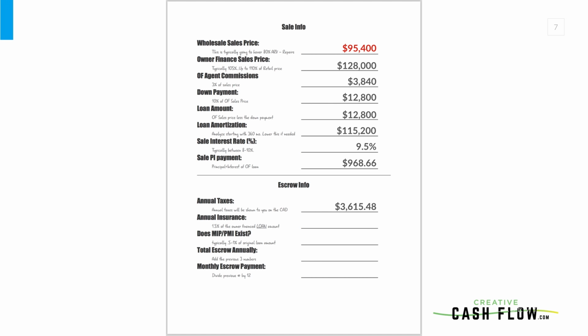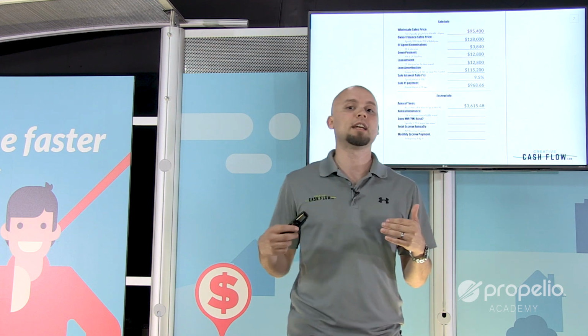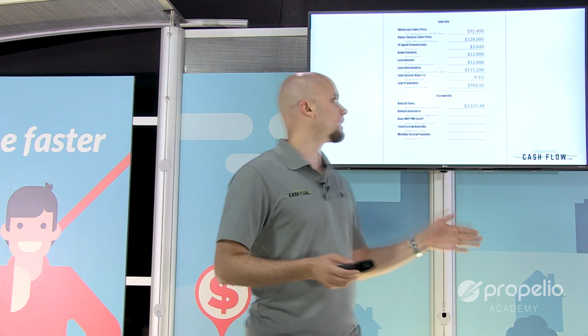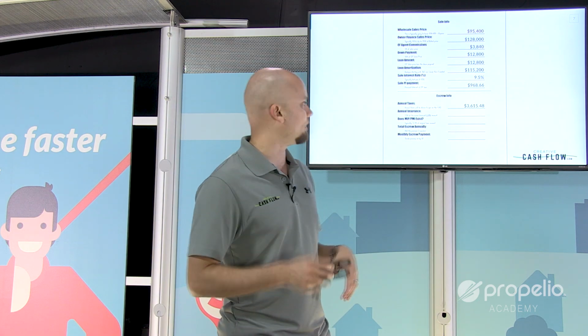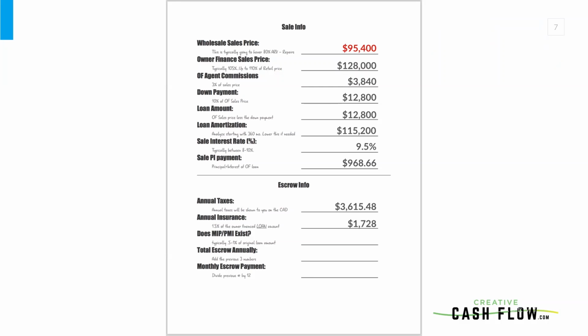Annual insurance. This is going to be 1.5% of the owner-financed loan amount, okay? When you sell your property with owner financing, you're going to sell it for $128,000, you're going to collect a down payment of 10%, and that leaves a loan of $115,200, right? That's the number that you're going to use to calculate your monthly insurance on. So we're going to use 1.5% of that loan number, which is $1,728.